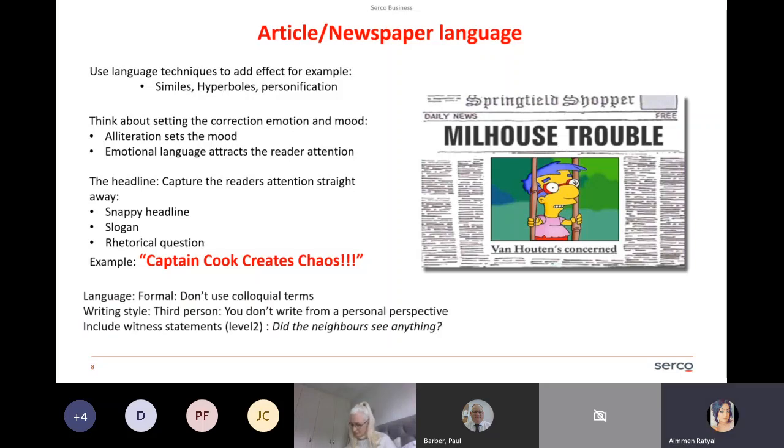So your language needs to be formal, don't use colloquial terms. Writing style is in third person. You don't write from a personal perspective. You could include witness statements, and that's more of your level two work. So did the neighbours see anything? But obviously you don't answer that as an I. You switch that to the third person.